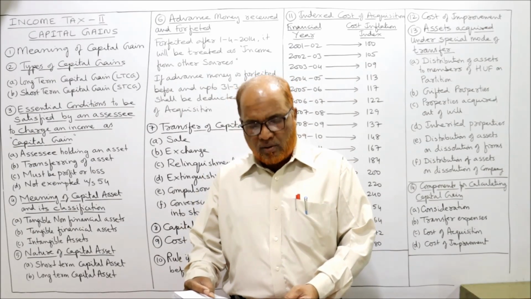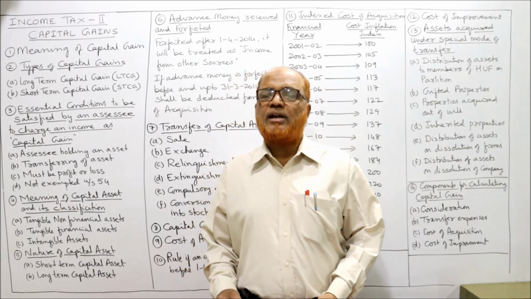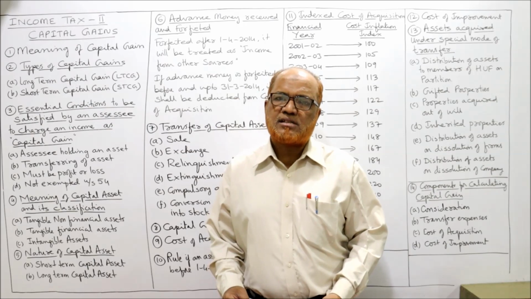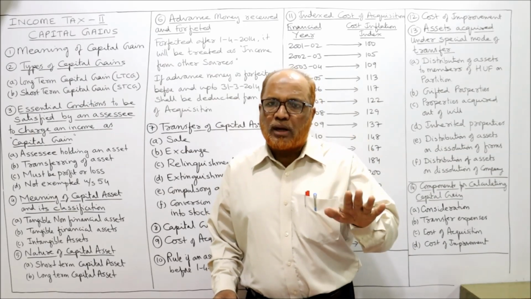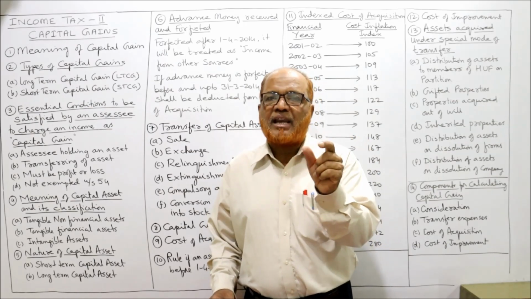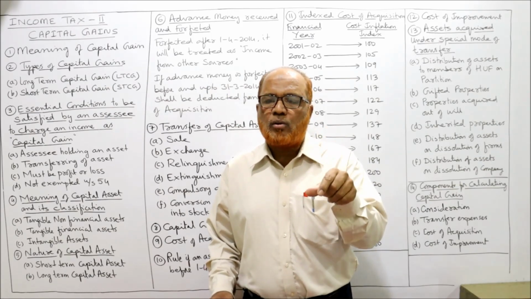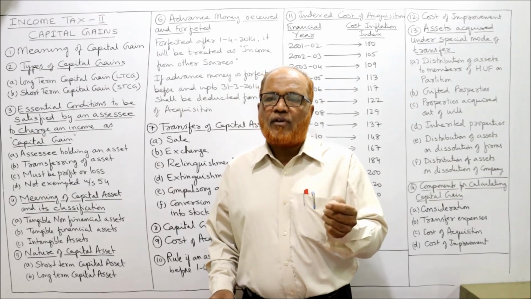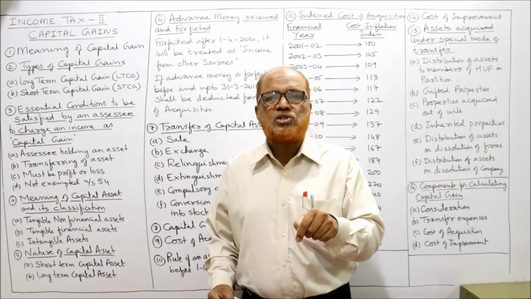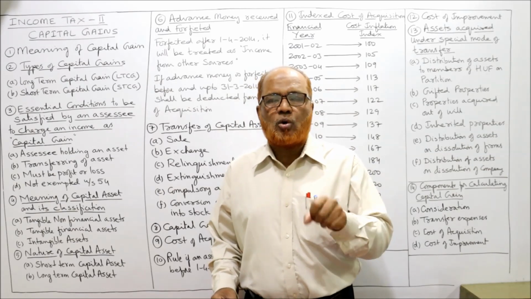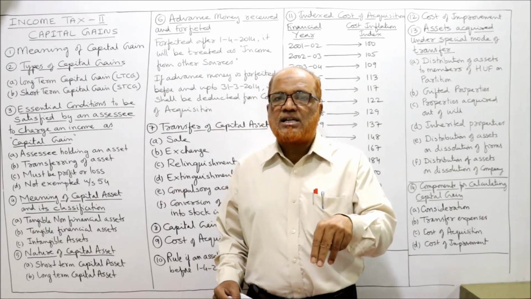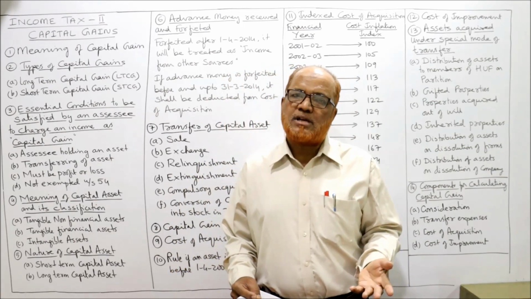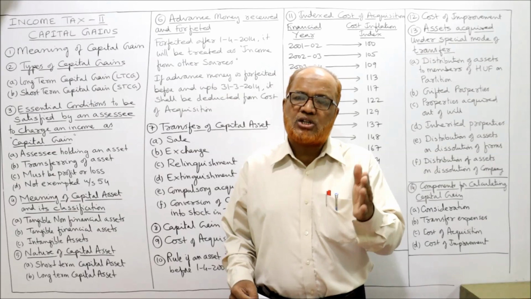Then unlisted securities other than shares. If there are unlisted securities other than shares, or other non-financial assets, for these assets, 3 years is the period. So remember, again I am repeating: for financial assets, if the securities are listed in a recognized stock exchange, 1 year. For equity-oriented units of UTI, again 1 year. For zero coupon bonds, 1 year. For unlisted securities, 2 years. For other securities, 3 years.